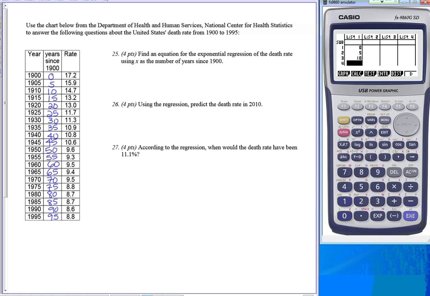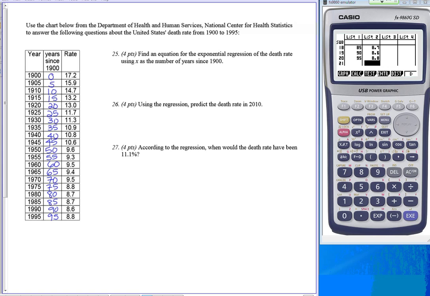So I'm going to pause the video while I type all those in. So I typed in all 20 data points getting up to 1995. And then I'm going to go over to list 2, and now I'm going to enter each of the death rates. So 17.2 was the death rate in 1900, and I'll pause the video while I do that again. So I have all of my data here up until 1995 again.